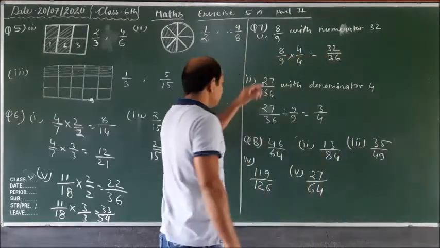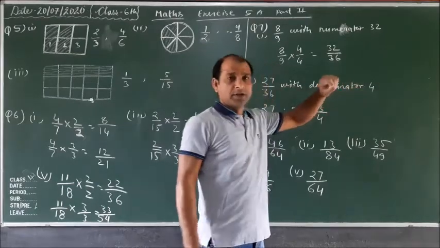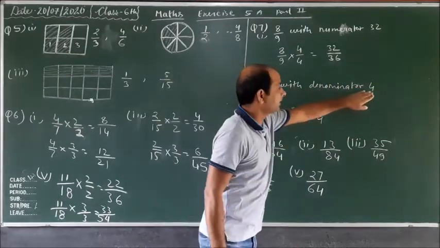Now the next question: 27 upon 36 with denominator 4. Here the denominator is 4.